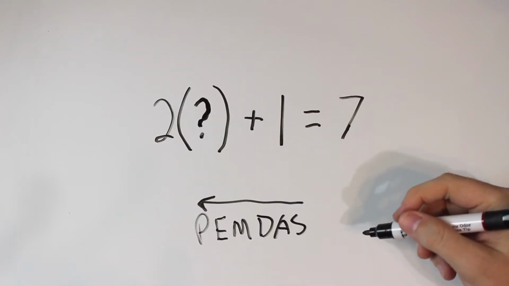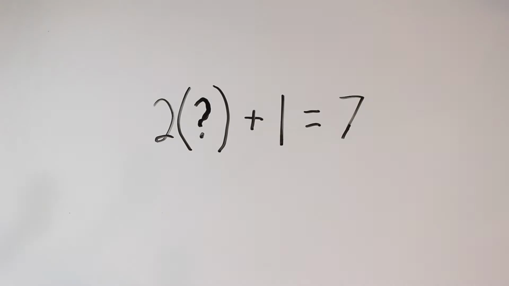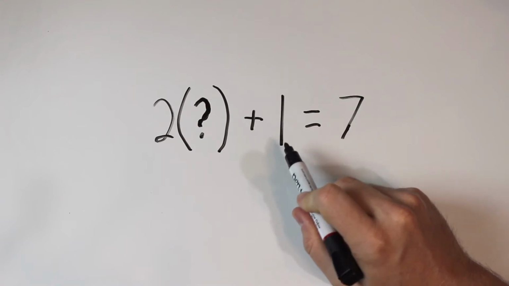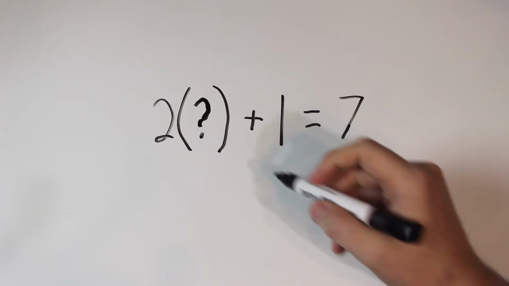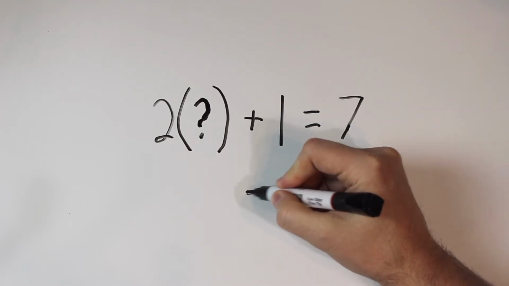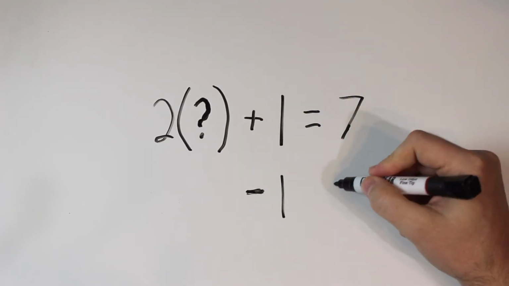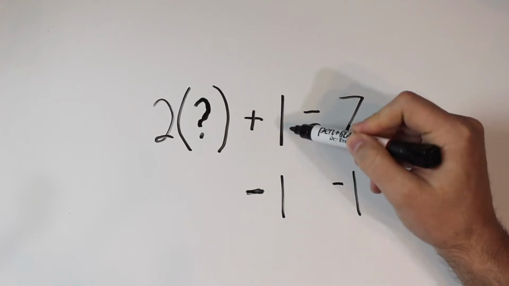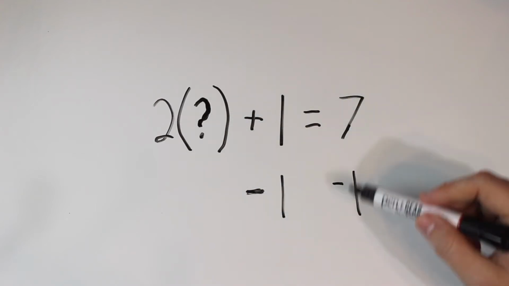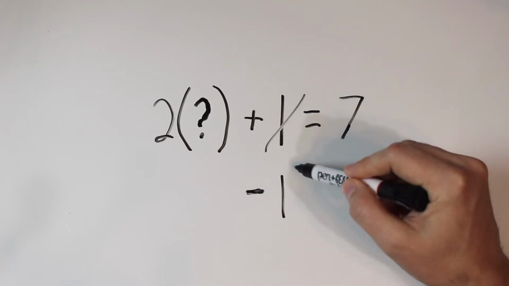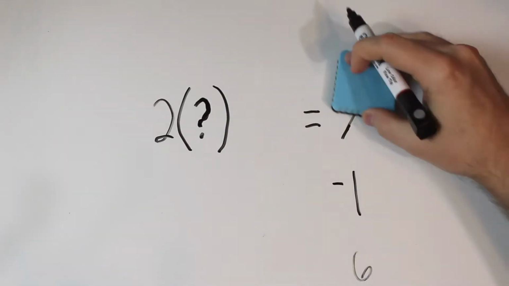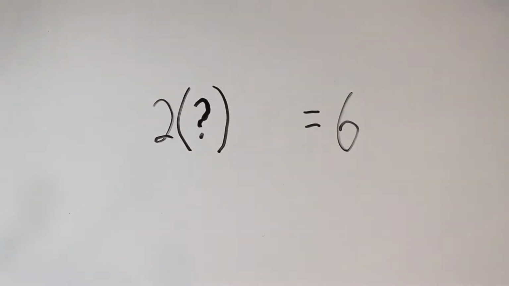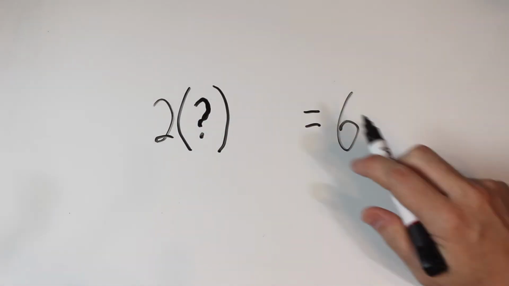So what's the last thing we did when we first solved the problem? We added 1. So now let's undo that step. How do you undo addition? You subtract. So subtract 1 from both sides. Plus 1 and minus 1 cancel, which is what we wanted. Then 7 minus 1 is 6. So now we're left with 2 times something equals 6.